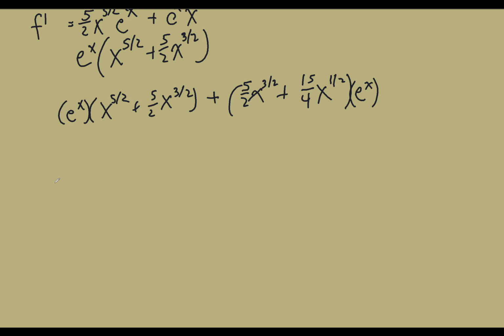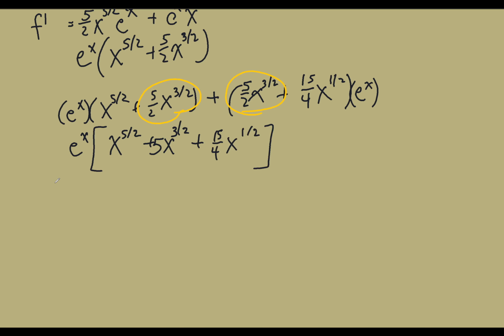Can any of these combine? We'll of course bring the e to the x out, but this and this come together. So it looks like I'm going to have e to the x, and then we have x to the 5/2 plus 5x to the 3/2 plus 15/4 x to the 1/2. That is going to be our double derivative.